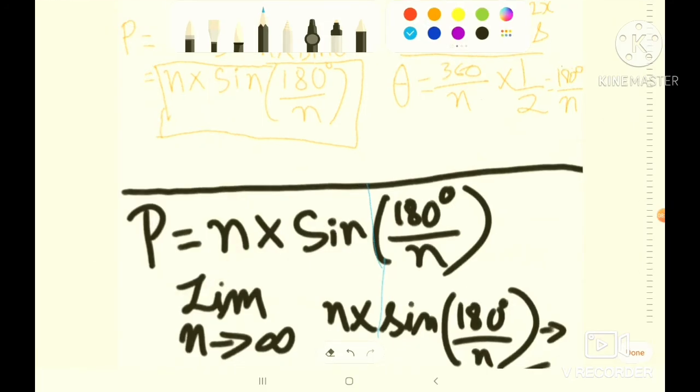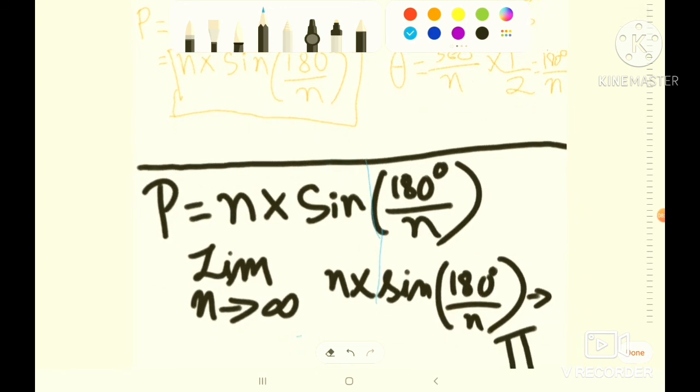So as we increase the number of sides, and the number of sides approaches infinity, this value will start approaching the value of pi, as this value is nothing but the perimeter of the circle, which is equal to pi. So in this way we got a function where if we increase the value of n to infinity, then we can figure out the value of pi.